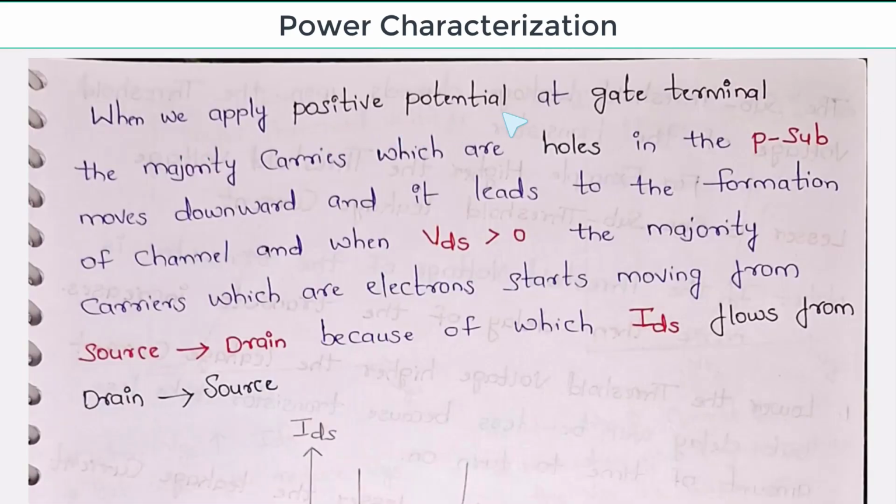When we apply positive potential at the gate terminal, the majority carriers, which are holes in the P substrate, move downward and it leads to the formation of the channel. The minimum amount of voltage that should be applied across the gate terminal for the formation of channel is called threshold voltage. And when VDS is greater than 0, the majority carriers, which are electrons, start moving from source to drain, because of which IDS current will flow from drain to source.